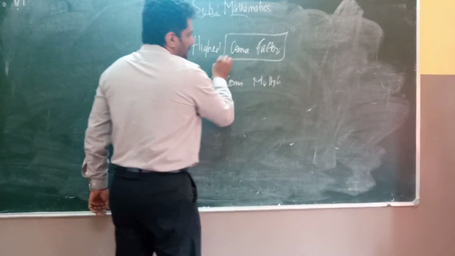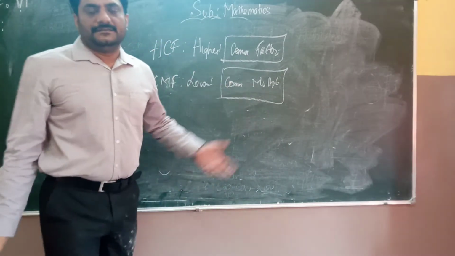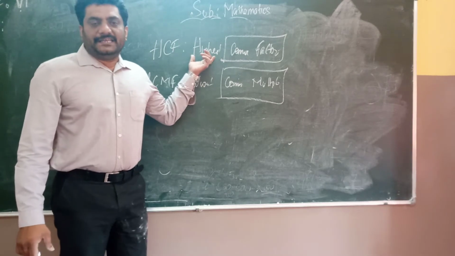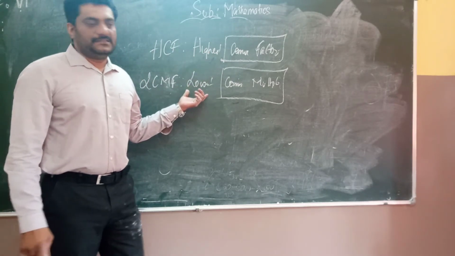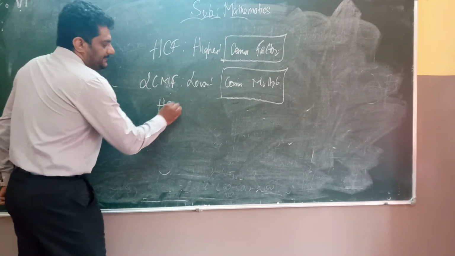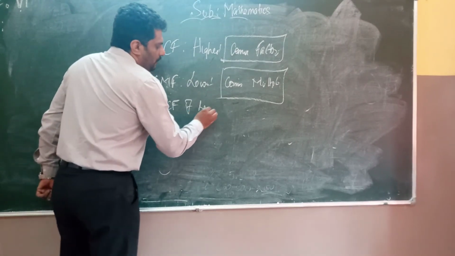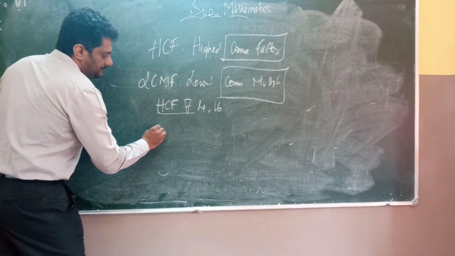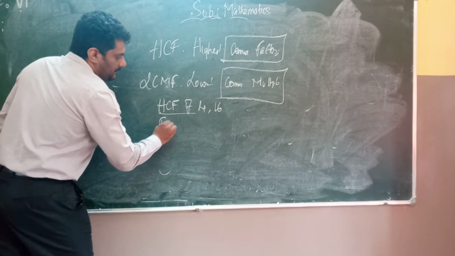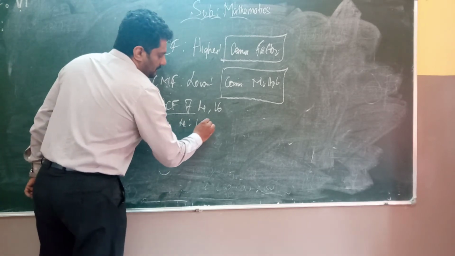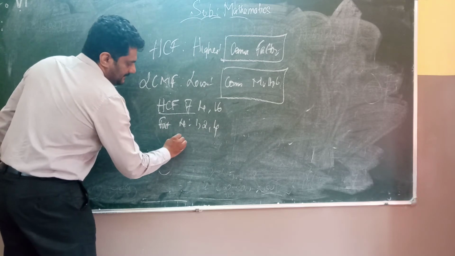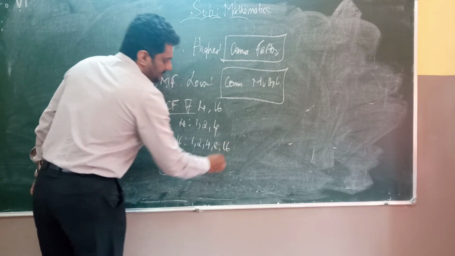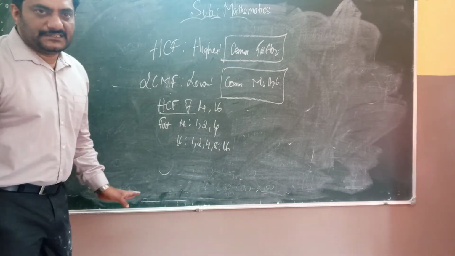See, this part we have already done. We know how to find the common factor, we know how to find the common multiple. Only left is highest and the lowest. For example, HCF of 4 and 16. Okay? First find the common factors. Factors of 4: 1, 2, 4. And then 16 is 1, 2, 4, 8, 16. Correct? Which are the common factors here?